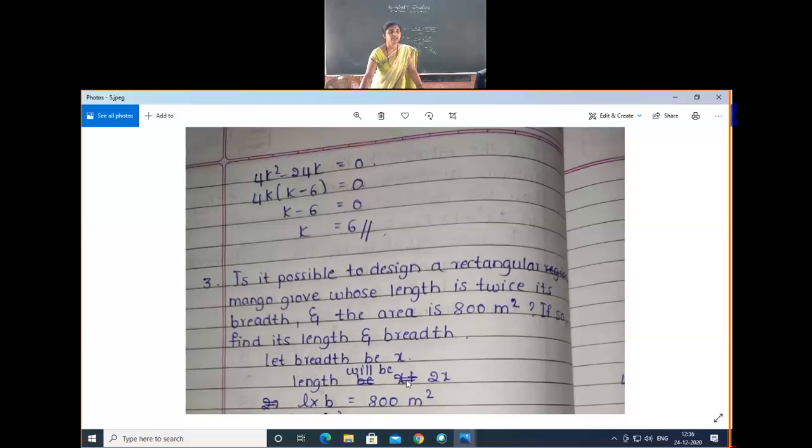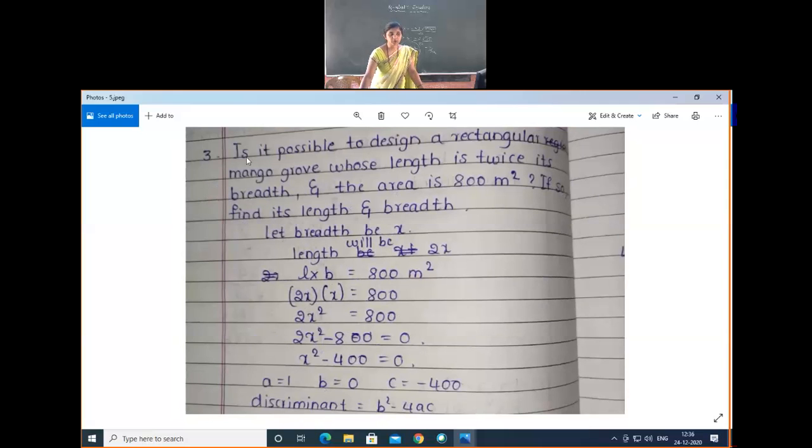Okay. Next problem. Is it possible to design a rectangular mango grove whose length is twice its breadth and the area is 800 meters square? If so, find its length and breadth.